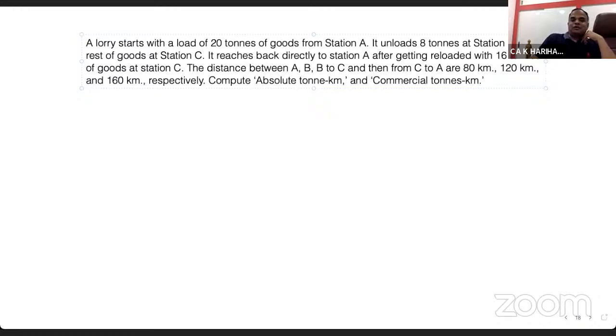A lorry starts with a load of 20 tons of goods from location A. It unloads 8 tons at location B and the rest of the goods at location C. It reaches back directly to station A after getting reloaded with 16 tons of goods at location C. Distances between A to B, B to C, C to A are 80, 120 and 160 kilometers respectively. You have to compute absolute ton kilometer and commercial ton kilometer.